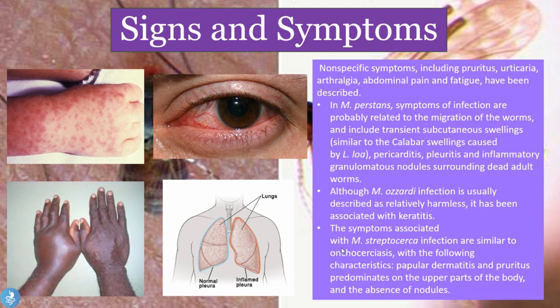And finally, in the Mansonella streptocerca infections, this infection is very similar to the onchocerciasis infection in the sense that the patient here will develop a papular dermatitis and a pruritus, which is itching, which predominates on the upper part of the body, and it also has the absence of the nodules. So we have this papular dermatitis and very itchy skin which predominates.